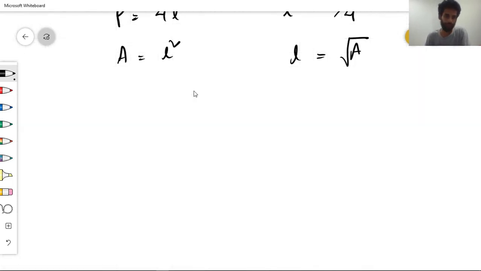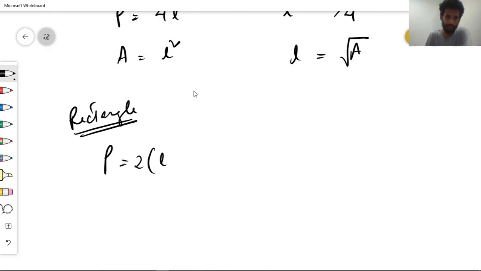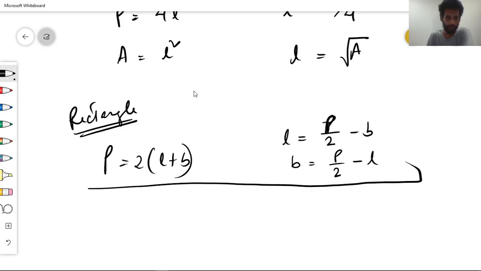Then for rectangle, perimeter will be twice L plus B, and here length will be P by 2 minus B, and B will be P by 2 minus L. This is for perimeter.